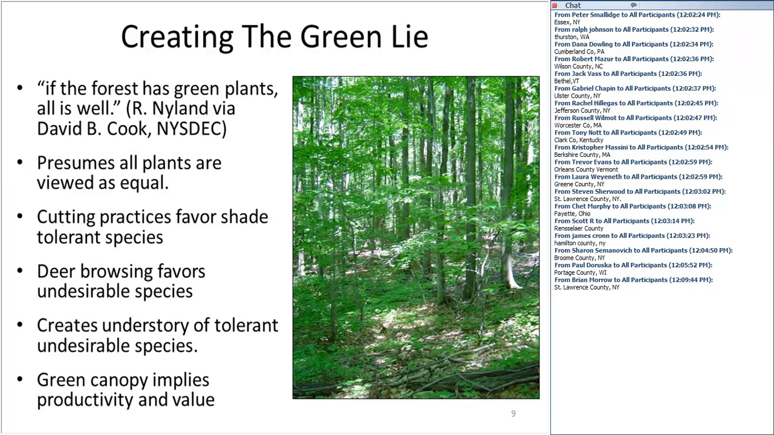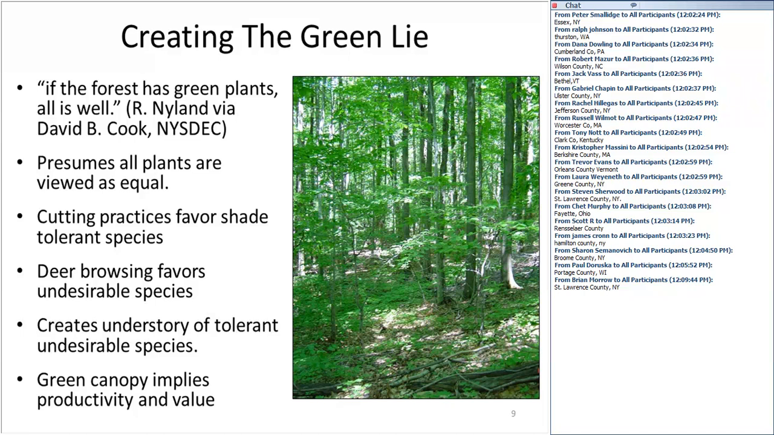The lie is that this presumes that all plants are created equal. You can look at the picture and say that's a forest or a woodland and it's green, so everything must be okay. But many of you can look at that picture and say, well, it's 100% beech. So that's a picture of a beech forest. Now, by some standards or objectives, that may be okay.